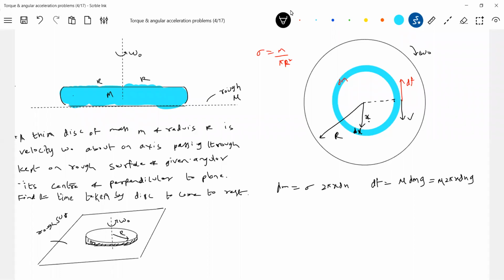This will set up a torque. So d tau is equal to df into x, which is mu sigma 2 pi x dx g into x. So the total is 2 pi mu sigma g x square dx. Let me go for integration now.